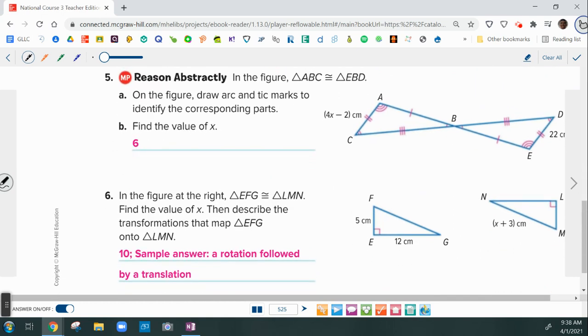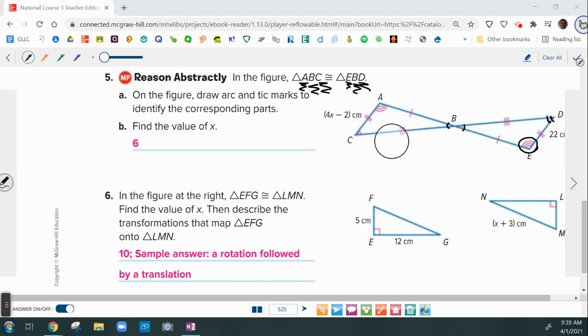All right, on the figure, draw arc and tick marks to identify the corresponding parts. Well, we know that A has to correspond with E because of this congruence statement. So A and E are going to have the same number of arcs. You notice that they put 3 here and 3 here. D and B have to have the same number, so that's going to be 1 arc there. And C and D, so you see the double arc and the double arc for D.